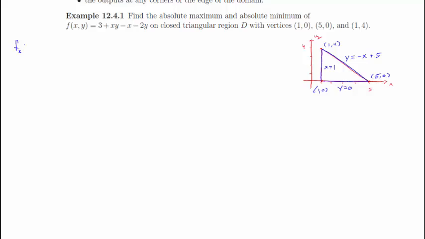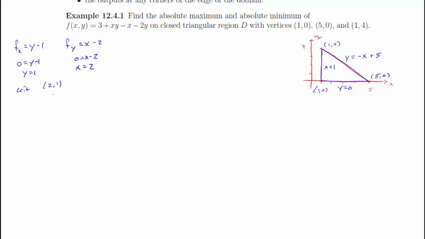So I want to find f sub x. This is equal to y minus 1. And we've got f sub y, which equals x minus 2. That's nice. These aren't too bad. So if I set this equal to 0, I get y equals 1. I'll write that out so we can see. So 0 equals y minus 1. We get y equals 1. And 0 equals x minus 2. We get x equals 2. So we have a critical point at 2, 1.